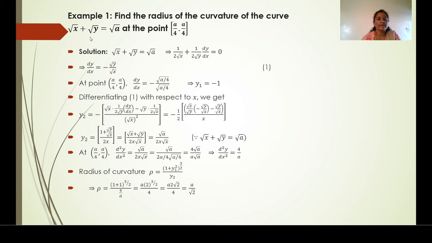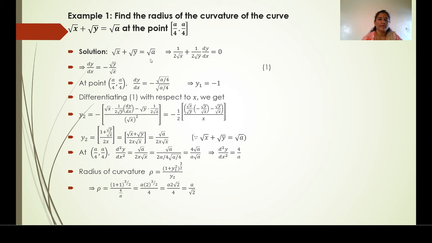Okay, next we move on to example 1. Find the radius of curvature of the curve root x plus root y is equal to root a at the point (a by 4, a by 4). These are the x and y coordinates. At the point x is a by 4, y is a by 4. Okay, next we move on to the solution part.